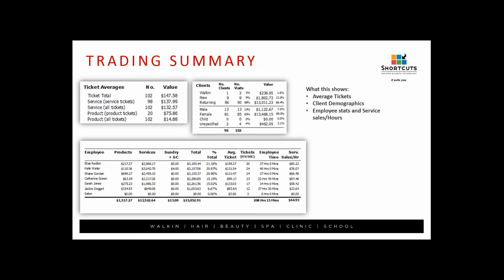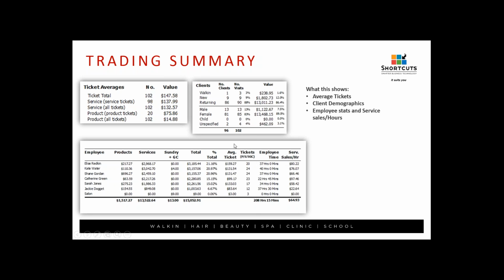So this report's going to list all the names of your employees, the number and dollar of products they've sold, dollar of services they've sold, sundry and gift cards, and the total overall. Then the total percent of sales that belong to them. So we've got Elise up the top here, 21.16% of sales were from her for the business. And then their average ticket.